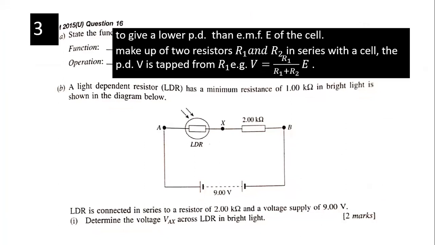Light dependent resistor LDR has a minimum resistance of 1000 kilo ohm in bright light as shown in the diagram. LDR is connected in series to a resistor, there's a 2 kilo ohm. The two are in series, and that is your voltage supply. Determine your voltage VAX, this is across the LDR in bright light.